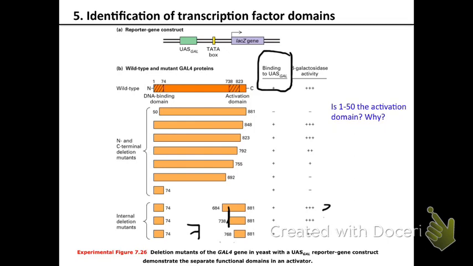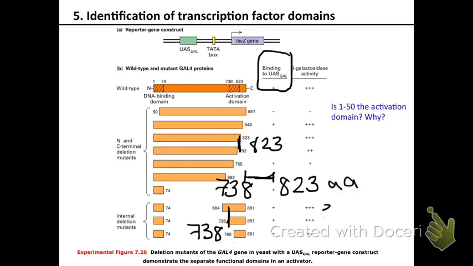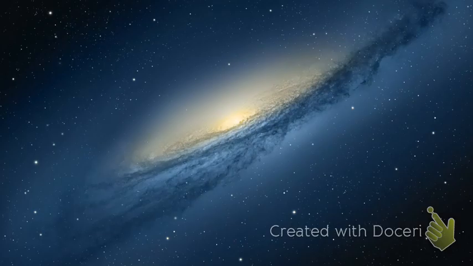Somewhere here, 738, and also it's starting somewhere here, 823, because that's the first region that you saw an effect, right? And then you say, okay, my activation domain is somewhere between 738 and 823 amino acids, right? Does that make sense? All right, so that's how you basically determine where your activation domain is going to be.